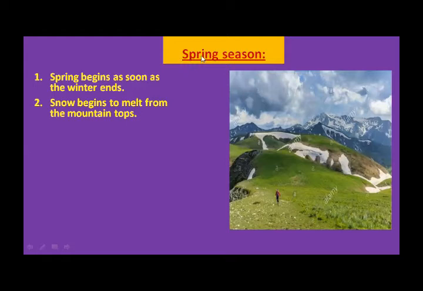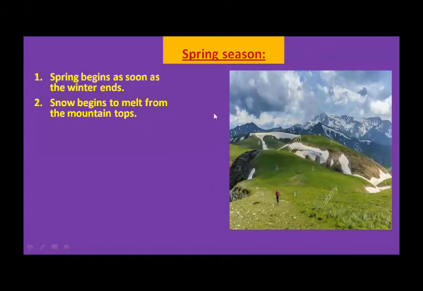In the winter season, it is very cold because of the mountains. Beta, all the mountains, grass, trees, all things look white because they are all covered by snow. But when the winter ends, the snow begins to melt from the mountain tops. Where are the mountains? Look here in the picture. These are the mountains, and you can see the white. What is this white thing? Snow. All these things are covered with the snow.